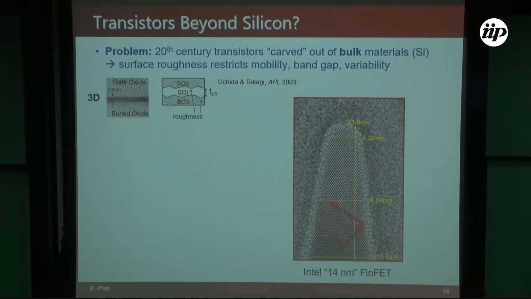Silicon is a rock. It's the second most abundant element in the Earth's crust after oxygen. But oxygen doesn't make a very good semiconductor, so Intel is using mostly silicon with oxygen as the insulators, right?